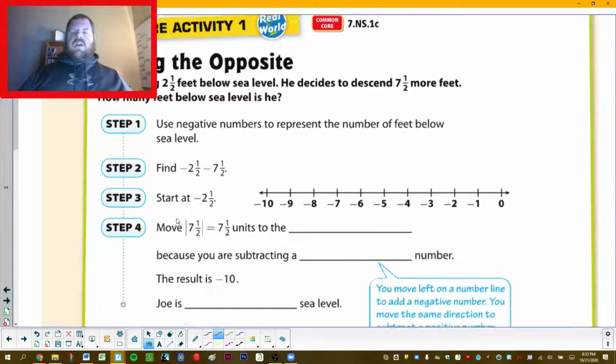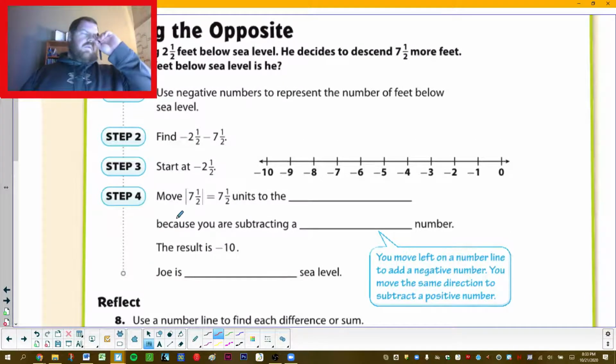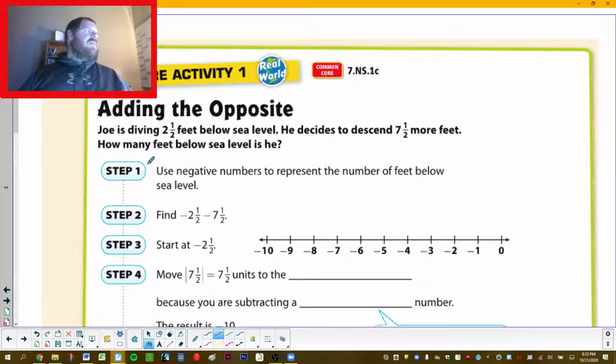Let's take a look at adding the opposite. So this is kind of what we did on the problem, even though I don't know if we were supposed to yet. It says that Joe is diving 2.5 feet below sea level. He decides to descend 7.5 more feet. So how many feet below sea level is he?